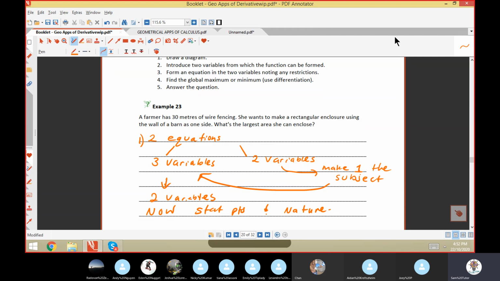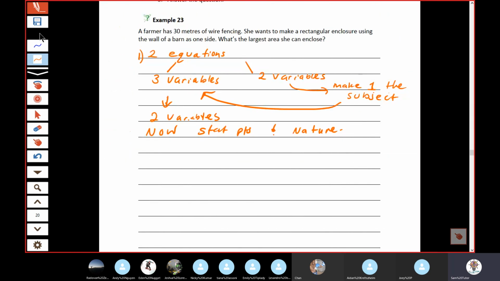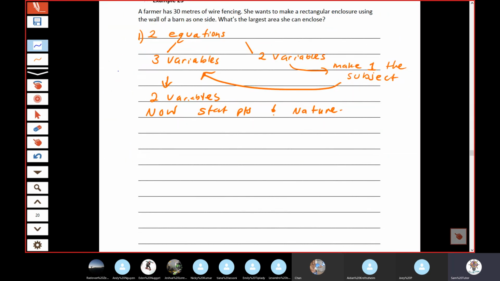All right, let's start again. A farmer has 30 meters of wire fencing. Oh, every piece of information in this topic is important. So you don't ignore really anything. So if it says 30 meters of wire fencing, you're going to use it.